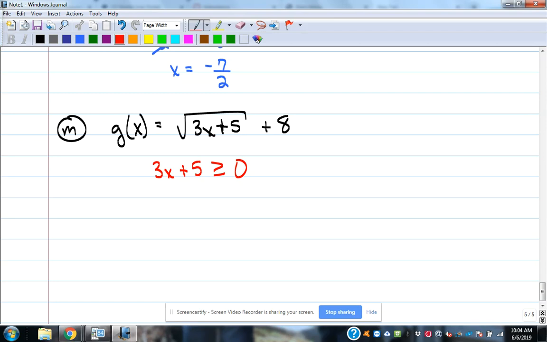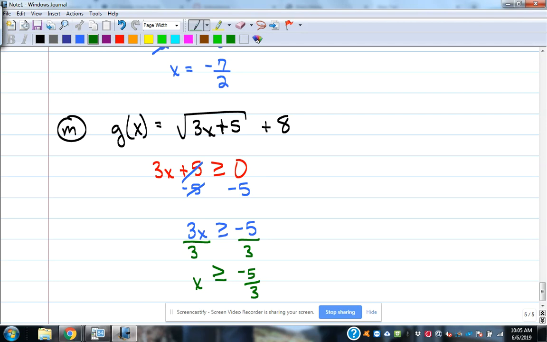So what do we do first? Take away 5 on both sides. Very good. Again, removing the things that don't have the x first to get x by itself. And so that's going to be 3x is greater than or equal to negative 5. And then divide by 3. And leave it as that fraction, not equal to, but greater than or equal to, negative 5 over 3.